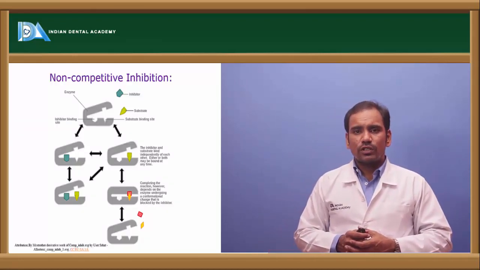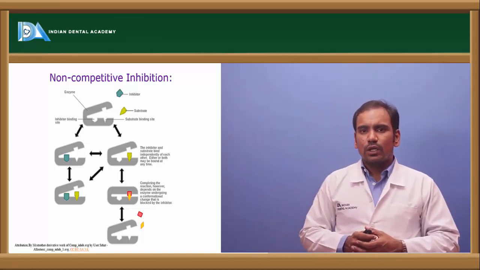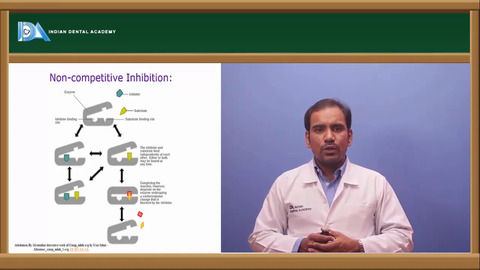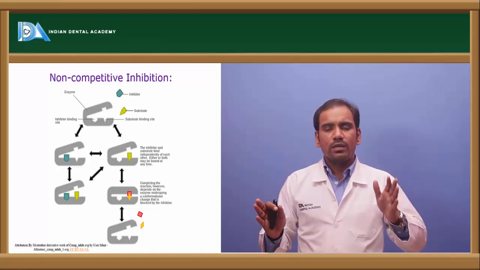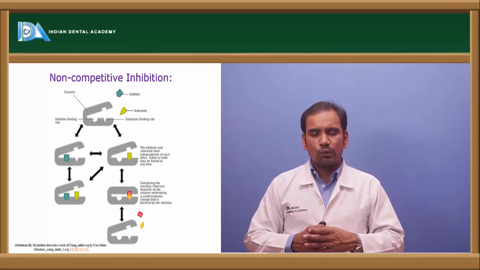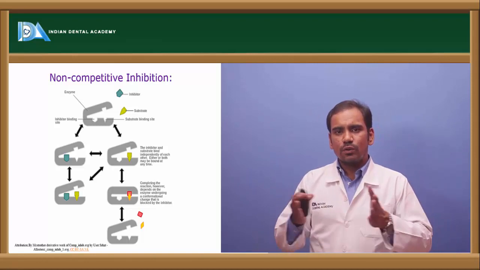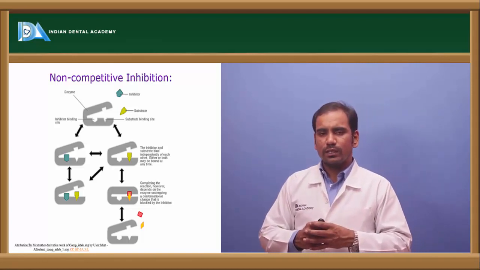So that's about competitive inhibition. Now coming to another type of reversible inhibition, non-competitive inhibition. There is no competition between substrate and the inhibitor, but still there is inhibition. That's why we call it non-competitive inhibition. Inhibition is there, but there is no competition between substrate and inhibitor.